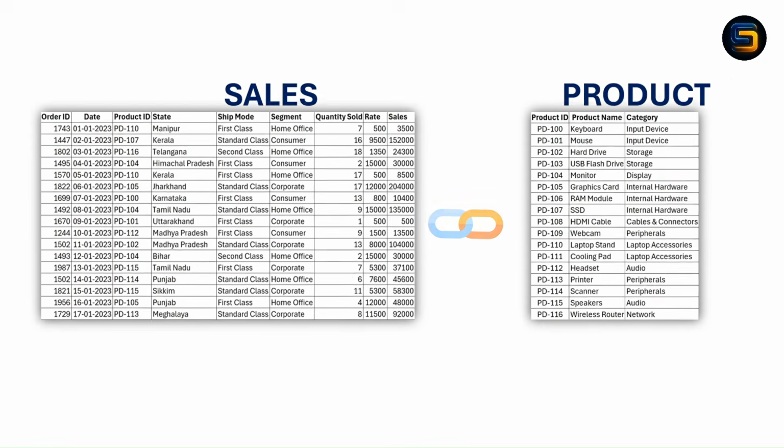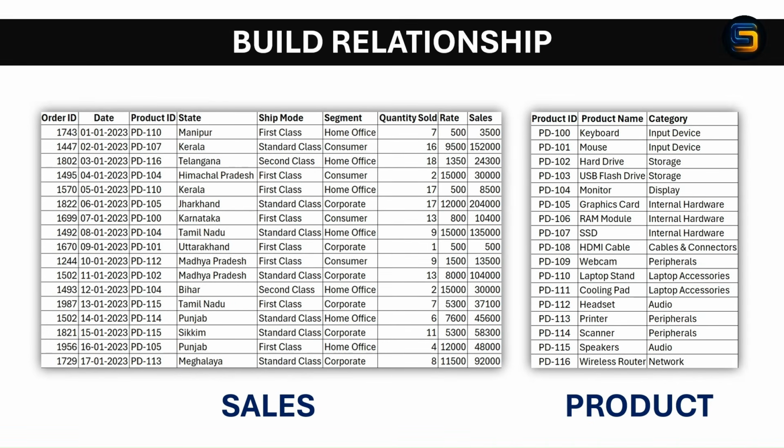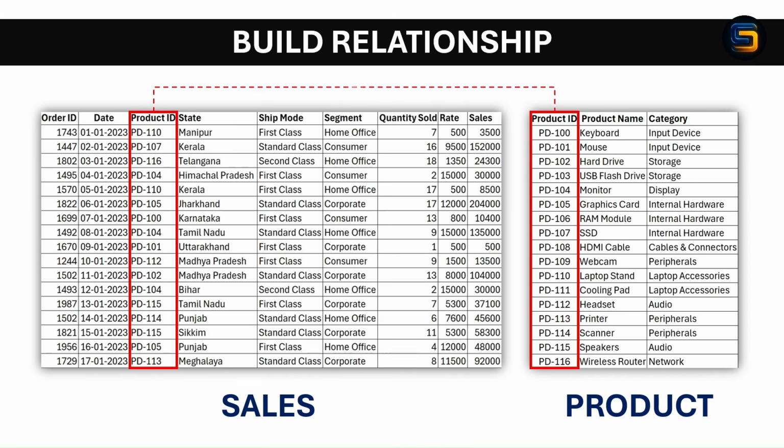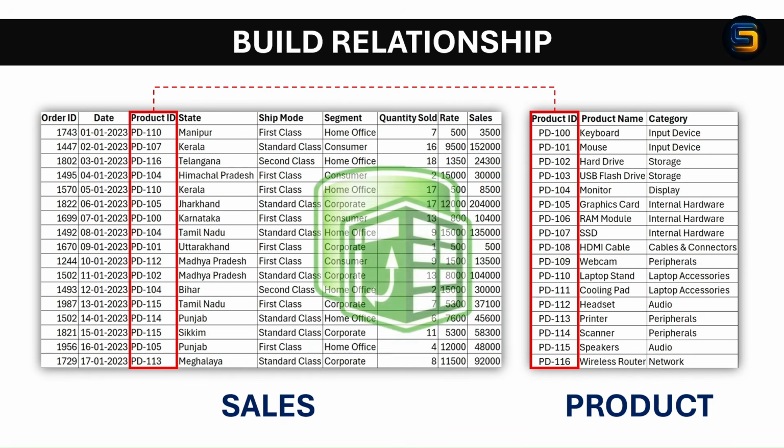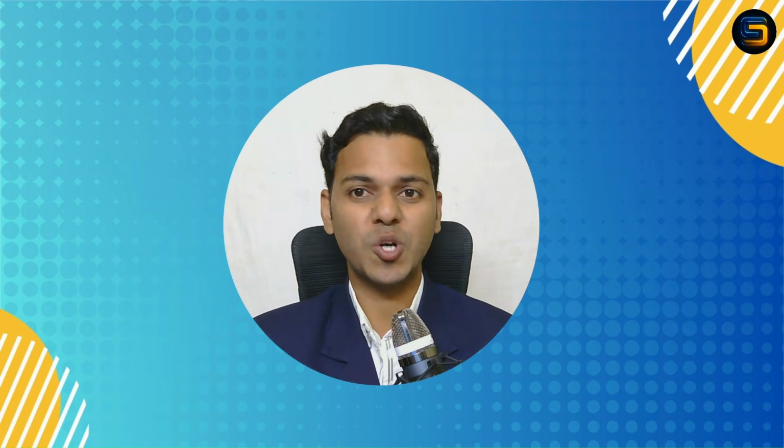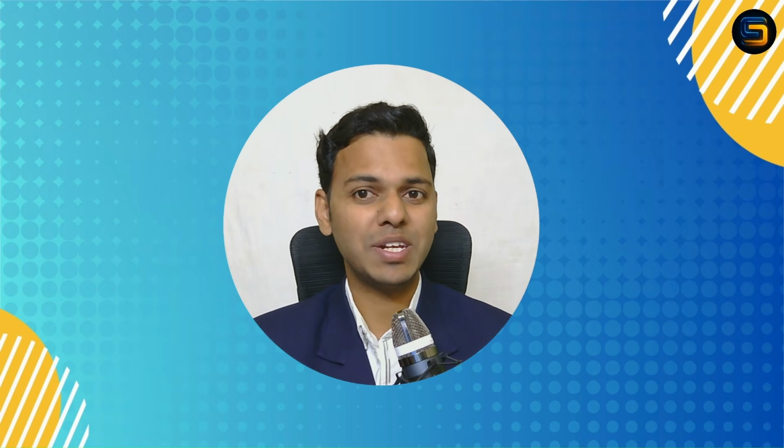So here comes the real solution. We need to connect both these data sets, and the common column available in both the tables is product ID. As you can observe, product ID is present in both the data sets, and with the help of Power Pivot, we can build the relationship between these two tables. Shocking, right? But yes, it's very powerful.